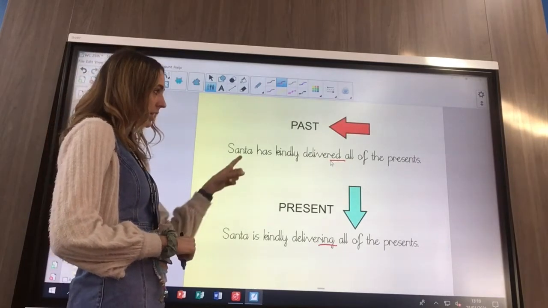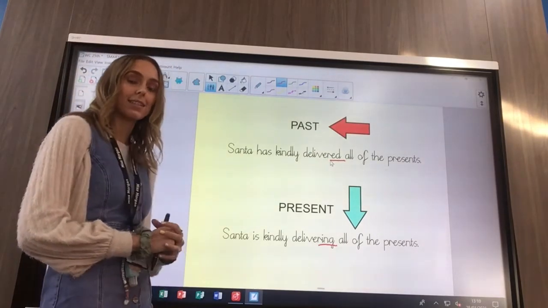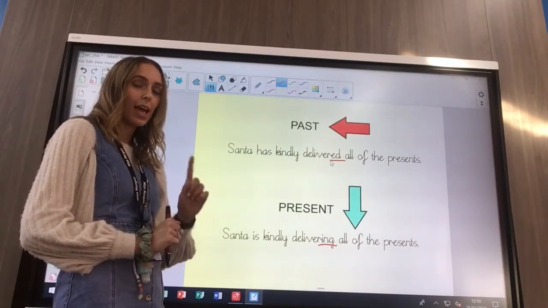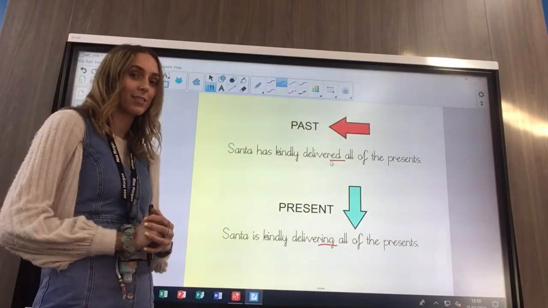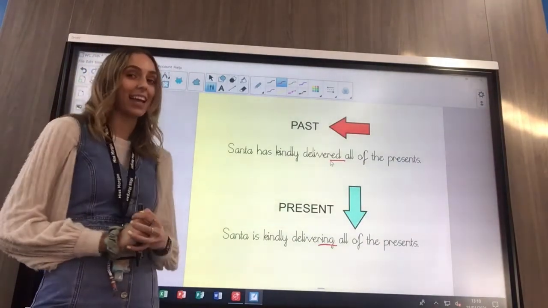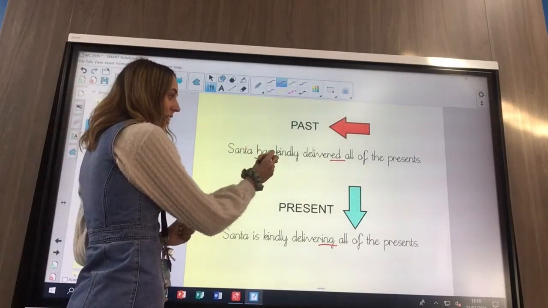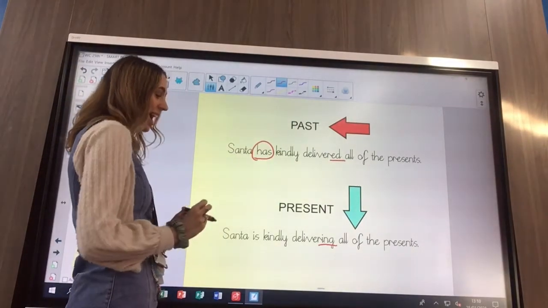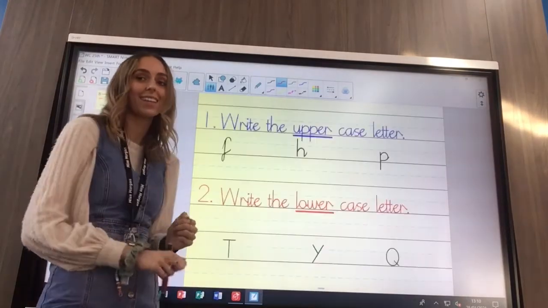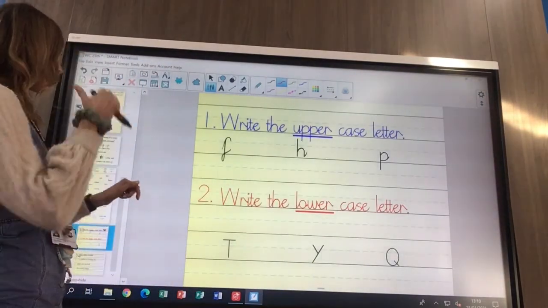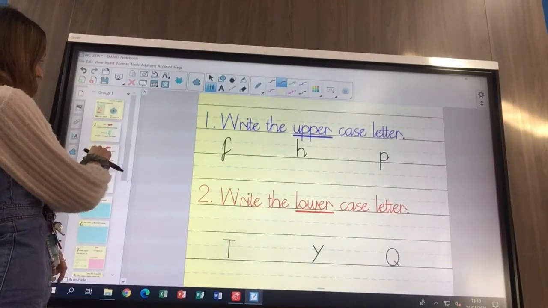But what do you notice that's different about my past tense sentence and my present tense sentence? Hit pause on the video and see if you can find the difference. Okay, so let's see if you've found it. The difference is, in past tense we have the word has, and in present tense we have the word is, because it means we have done it before or we are doing it now.